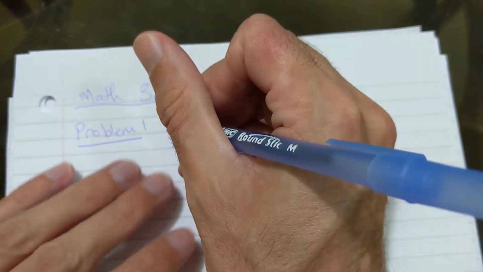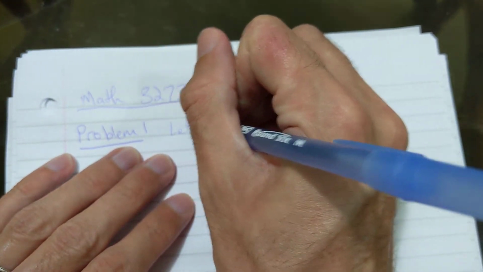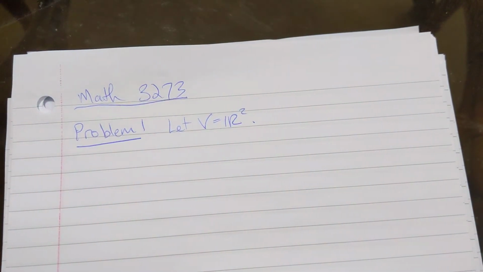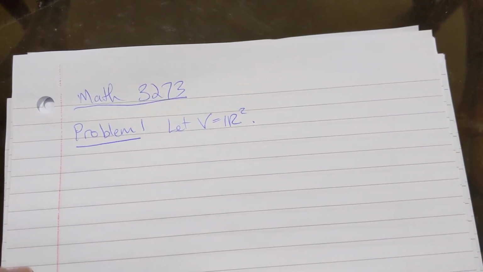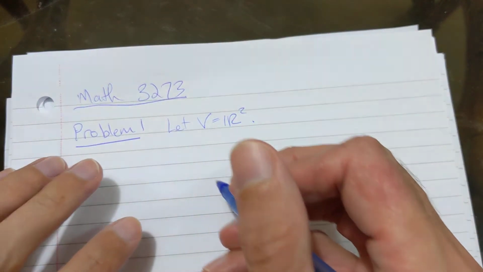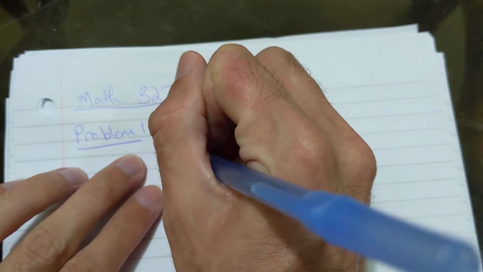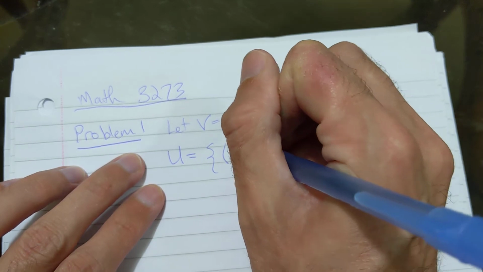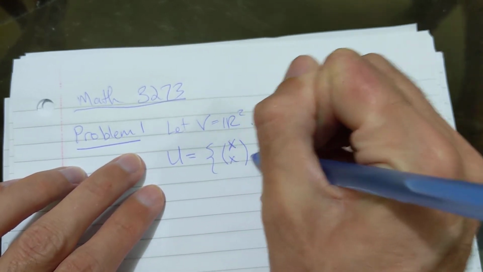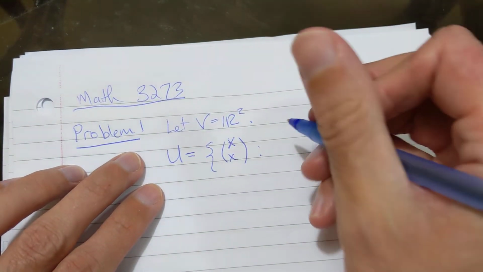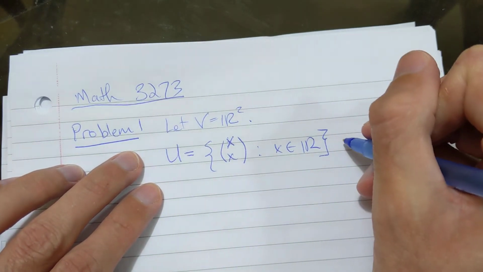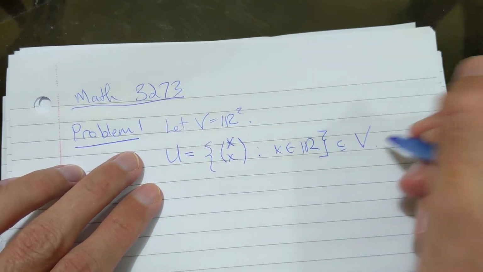Let's do a toy problem. Let V equal R2, just to keep things simple, and U is going to be all the vectors in R2 whose first and second coordinates are equal. It's a subspace of V.